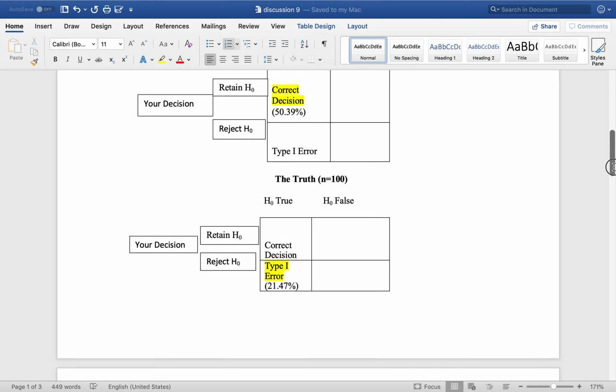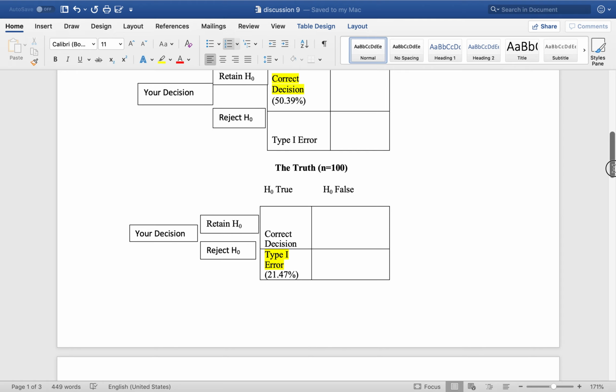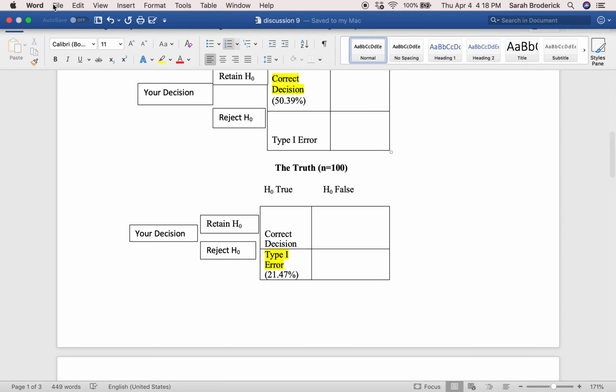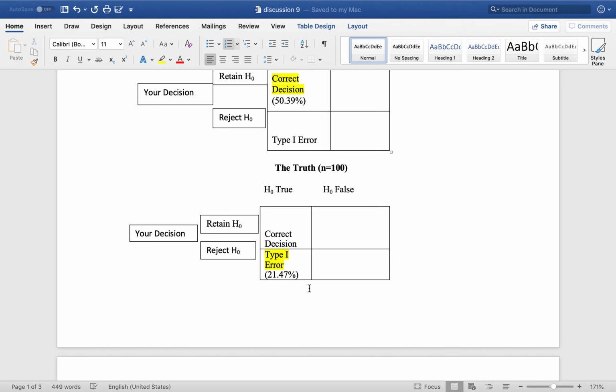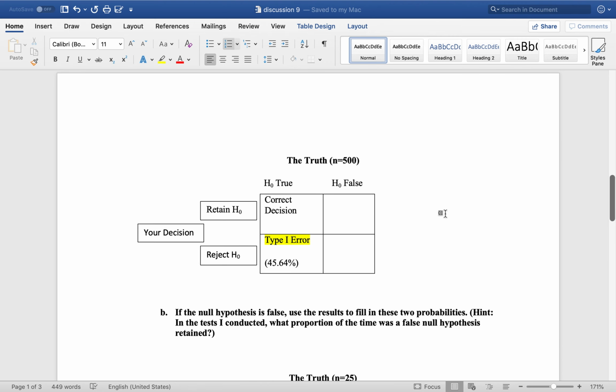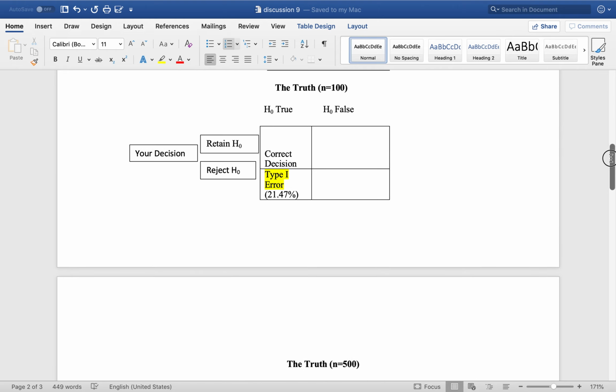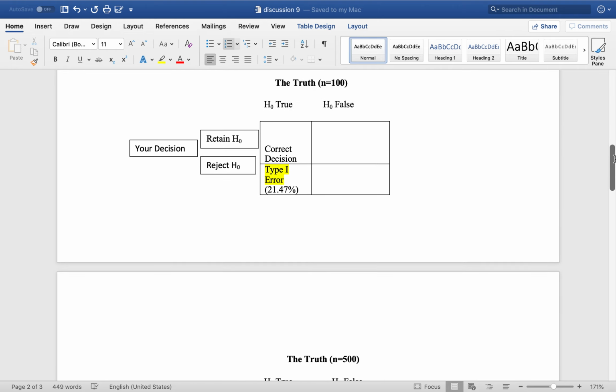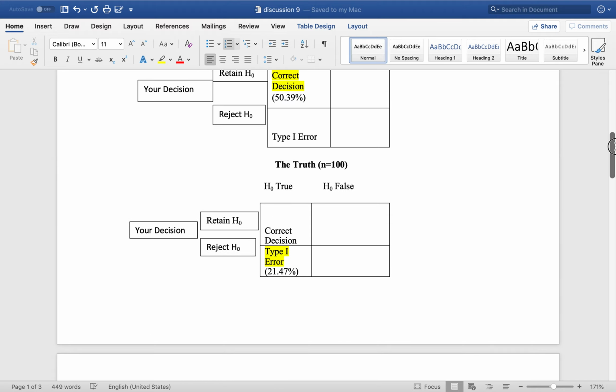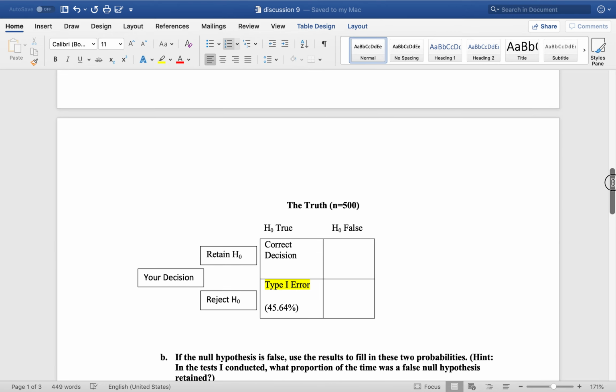For the population of 100, I found that it was a type 1 error because it was 0.2147, but I put it into a percentage. And for n equals 500, I also got a type 1 error because the p-value for the first row was 0.4564. Again, I just put that into a percentage. So for the type 1 errors, although the truth was that the null hypothesis was true, I decided to reject both of these. And for this one, I decided to retain it. And then we'll go down here.